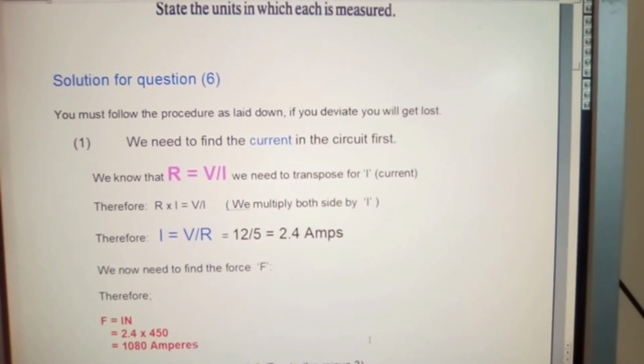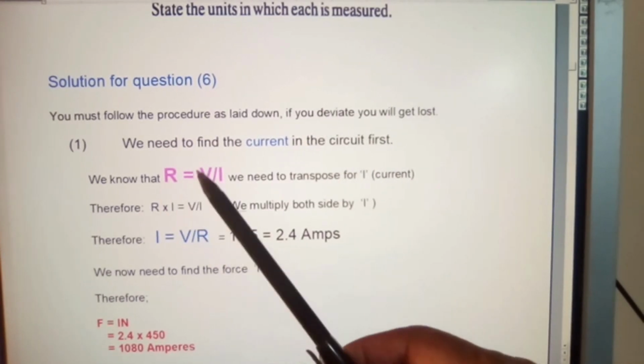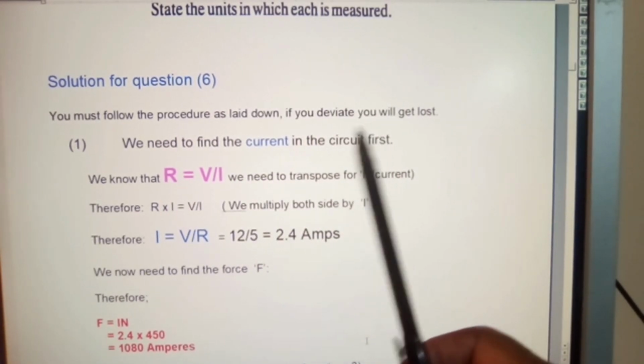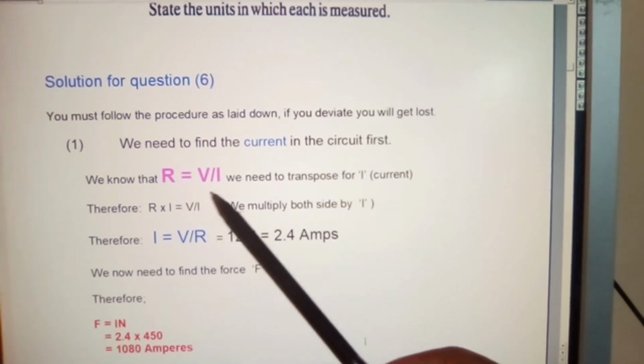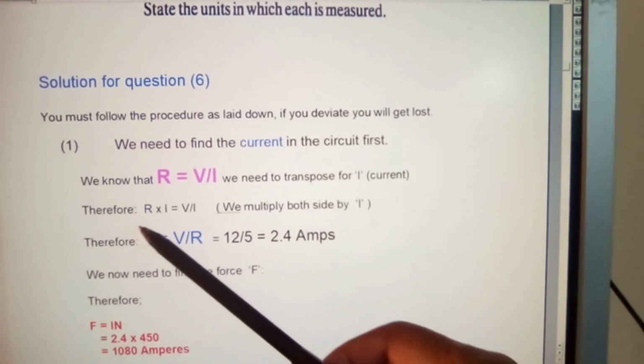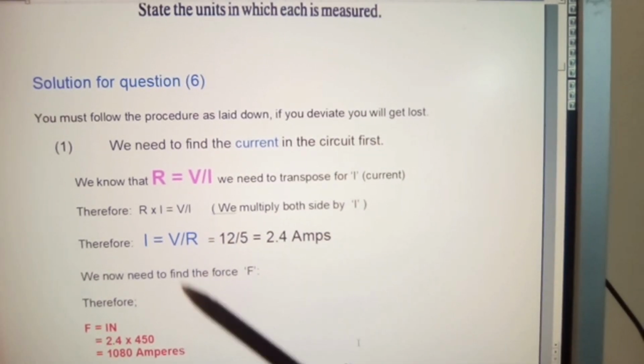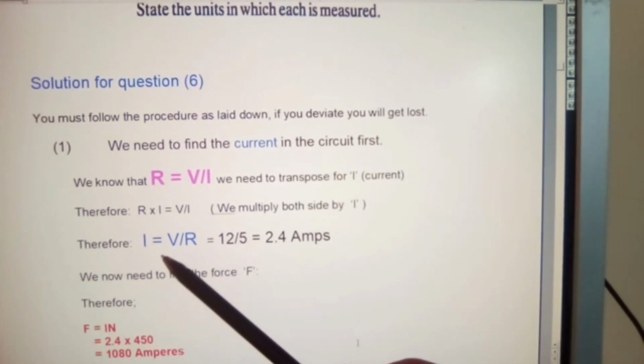So looking at this, you must follow the procedure as laid down. If you deviate, you will get lost. We need to find the current in the circuit first. We know that R equals V over I. We need to transpose for I, the current. Therefore, R times I equals V. We multiply both sides by I. Okay. Therefore, I equals V over R.